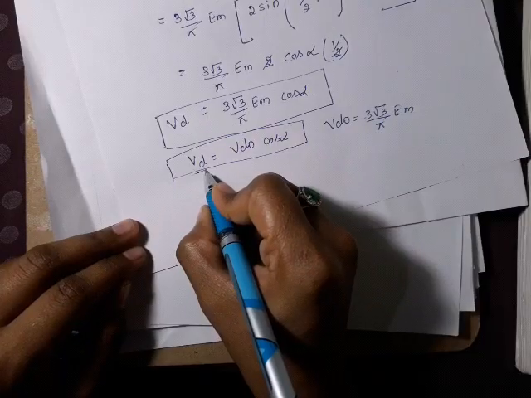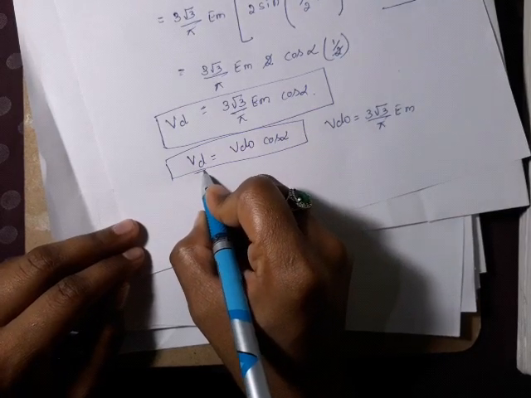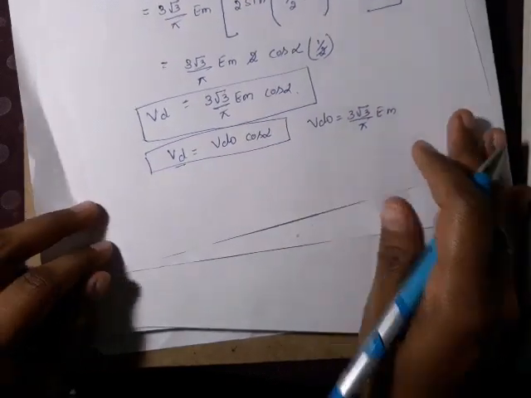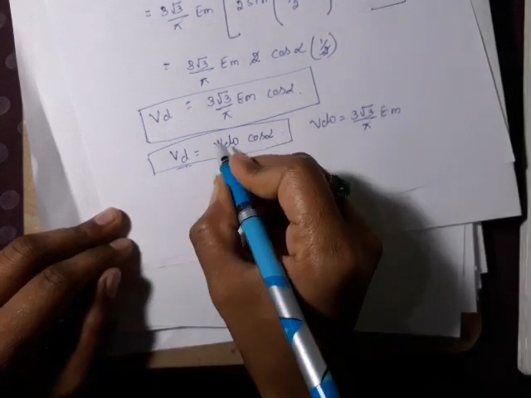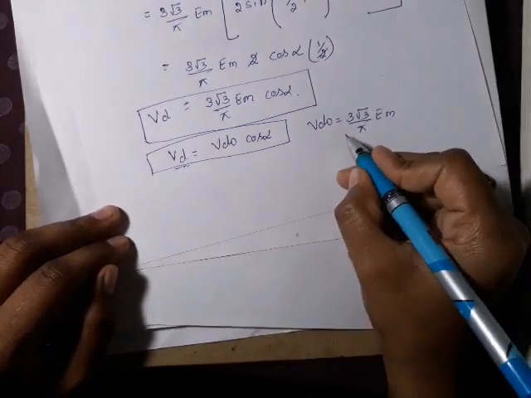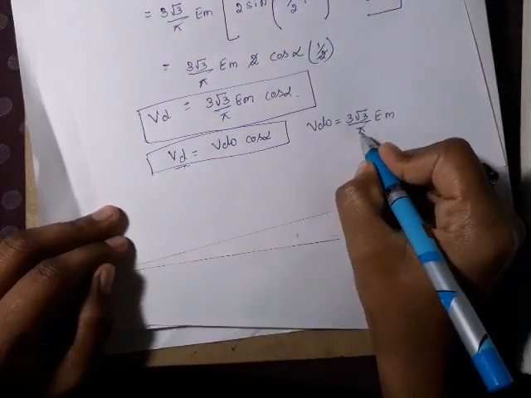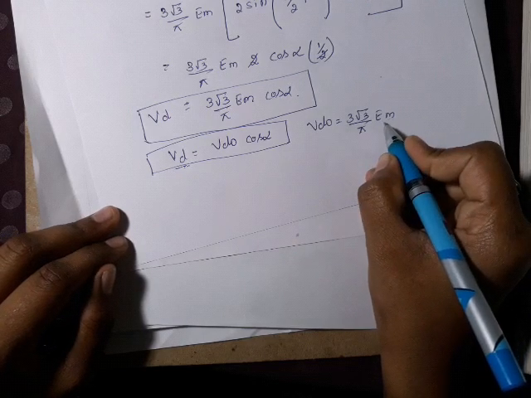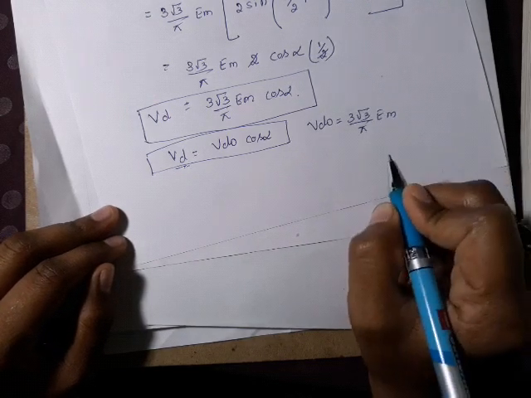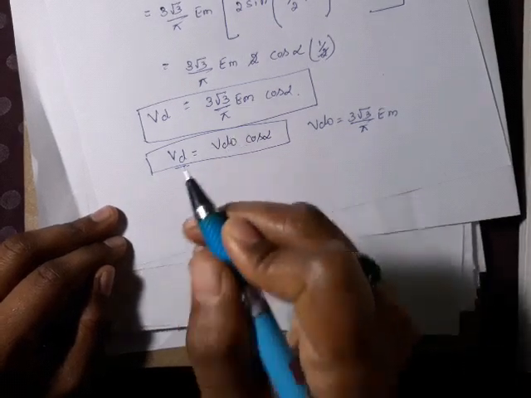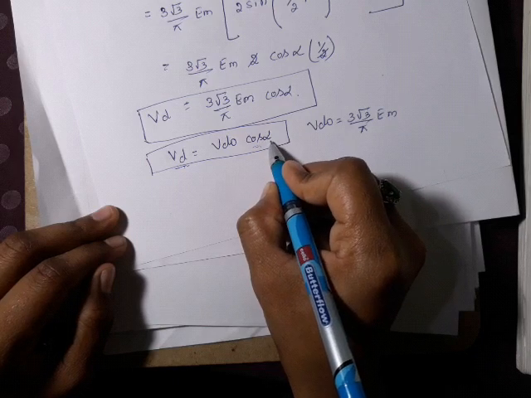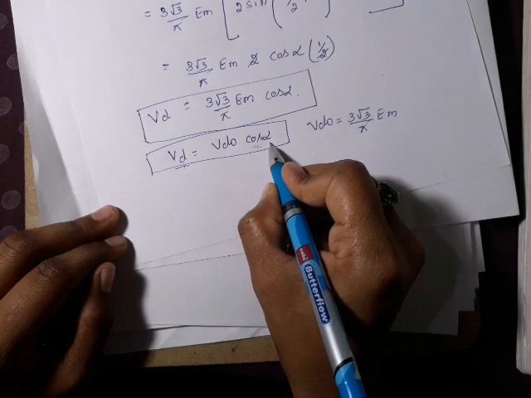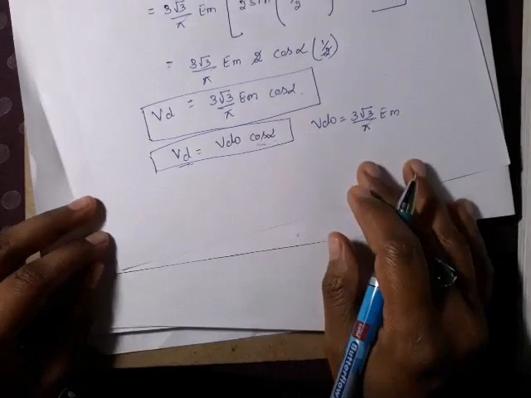Here VD is the output voltage of the rectifier, right? We are studying about the Graetz bridge. So this is the output of the Graetz bridge, that is VDO cos alpha. VDO is a constant. You can see here 3 root 3 by pi is a constant, and for any sine wave EM is constant. So this VDO is constant. Only the variable thing is cos alpha. How will it vary? We can vary the value of alpha. Alpha is the firing angle. So we can fire the valve at any point.